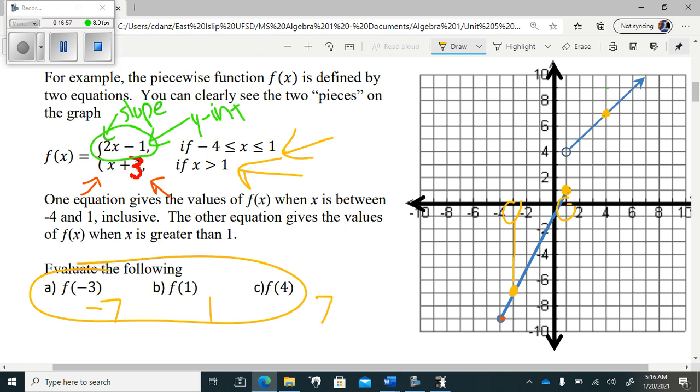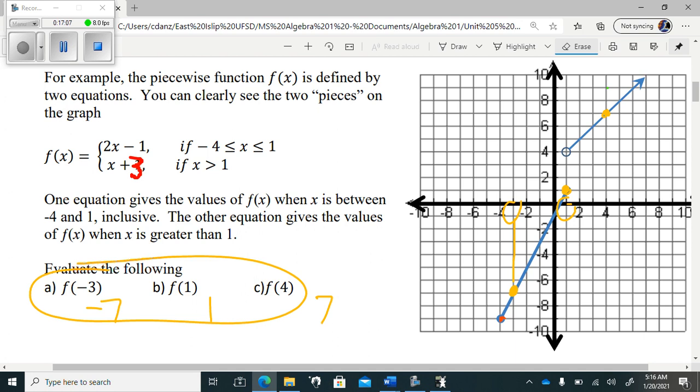You could do it by substituting into the function, but be careful. You have to substitute it into the correct function then. When it asks you, again, part A, what is f of -3? Remember, -3 is an x value. -3 does fall between -4 and 1, so I can plug the -3 into this top piece. 2 times -3 is -6. -6 minus 1 is -7. Check. It actually does fit in that first piece.